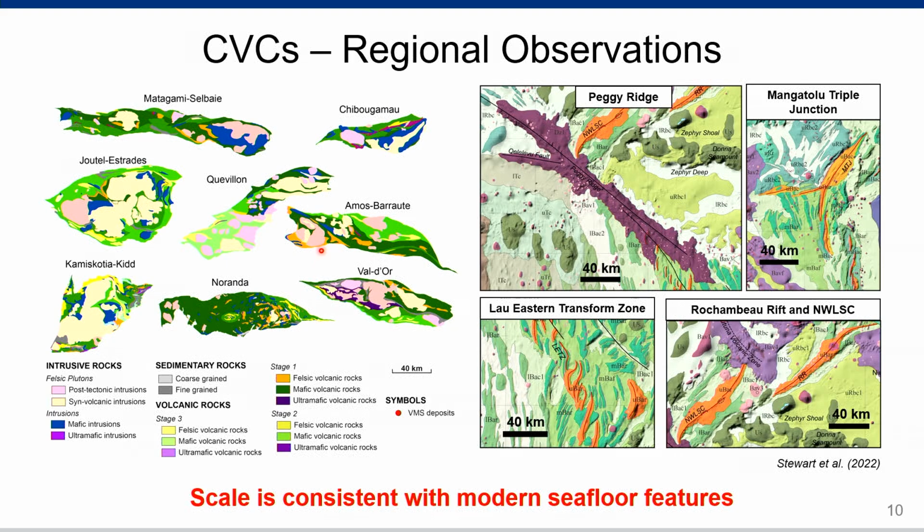And the first thing I want you to pick out from this, without looking too much at the patterns, is that the scale of these features is consistent now with modern seafloor features. So you notice this is 40 kilometers. It's exactly the same width as these black bars. So these are all at the same scale, all of these maps. And we can see a number of seafloor features here, including Peggy Ridge, the Mangatolu Triple Junction, the Lau Eastern Transform Zone, the Rochambeau Rifts, and the Northwest Lau Spreading Center. So we're dealing now with things that are finally at the same scale, and finally we're comparing maybe not apples to apples, but certainly not apples to oranges anymore.